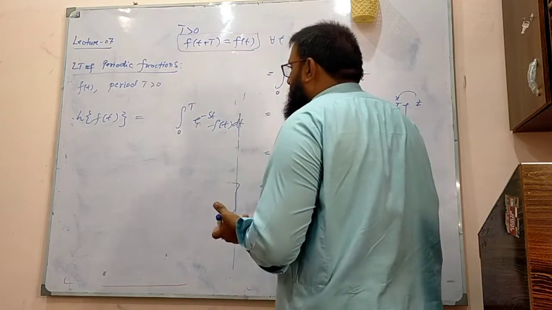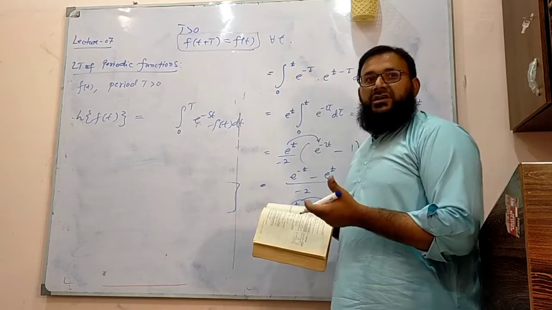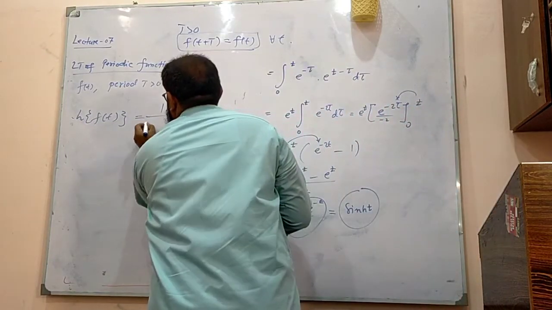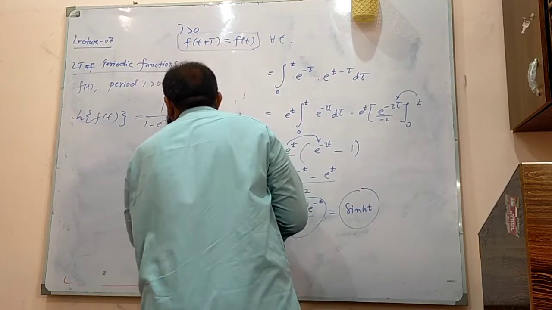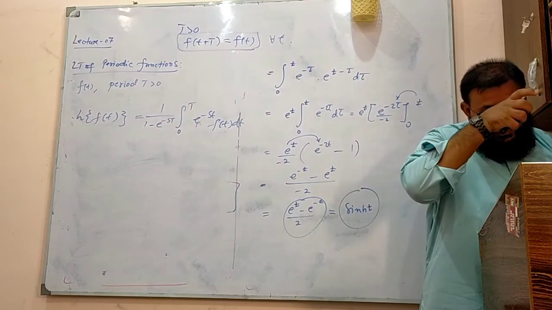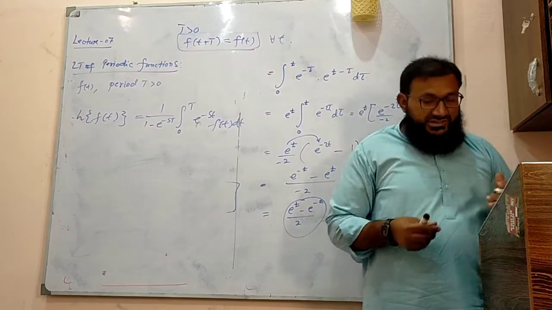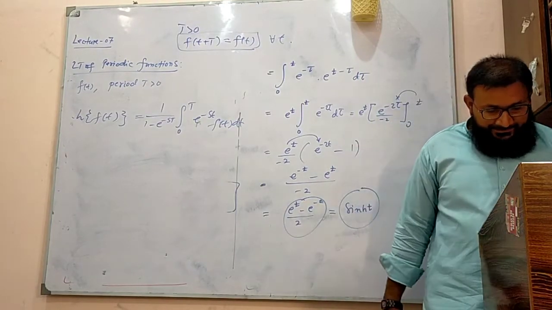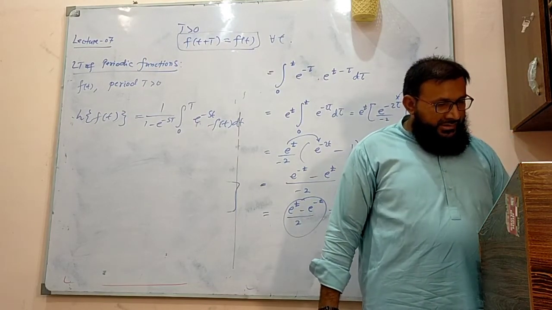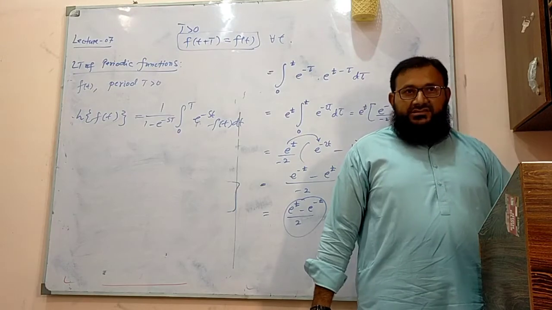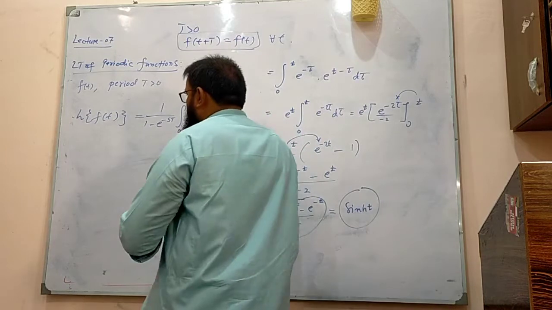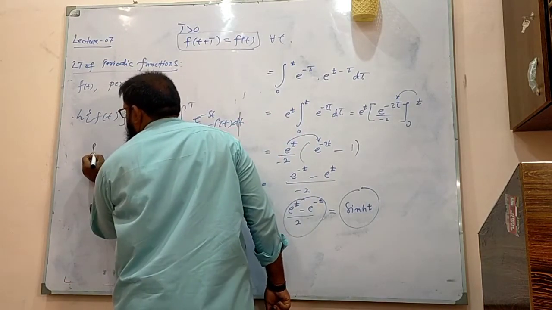Since this is not the definition of the Laplace transform, for compensation we will do something, and that something is 1 over 1 minus e power minus sT. So this is the formula for the Laplace transform of a function which is periodic. We can prove this thing, but we are not going to. But we can also verify this thing. So we are doing the verification. The verification is done in this way.